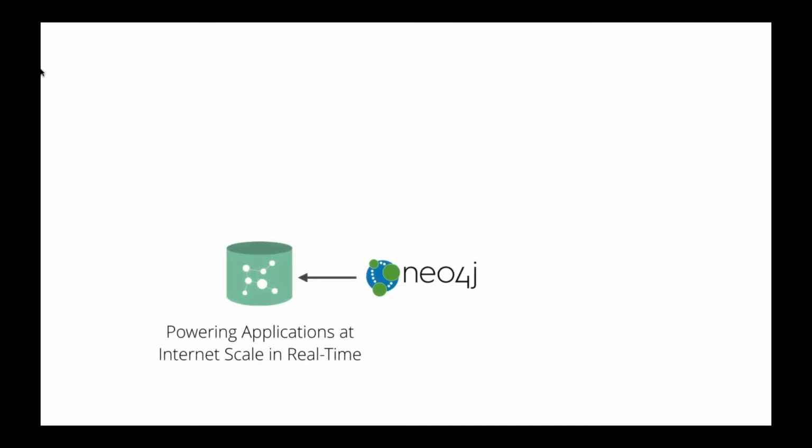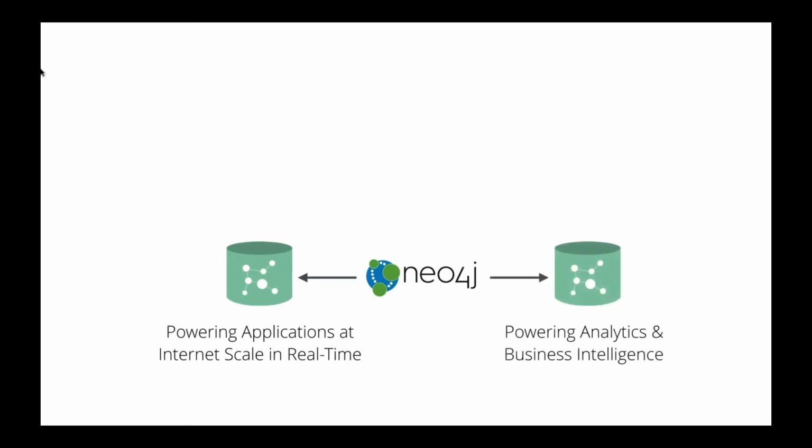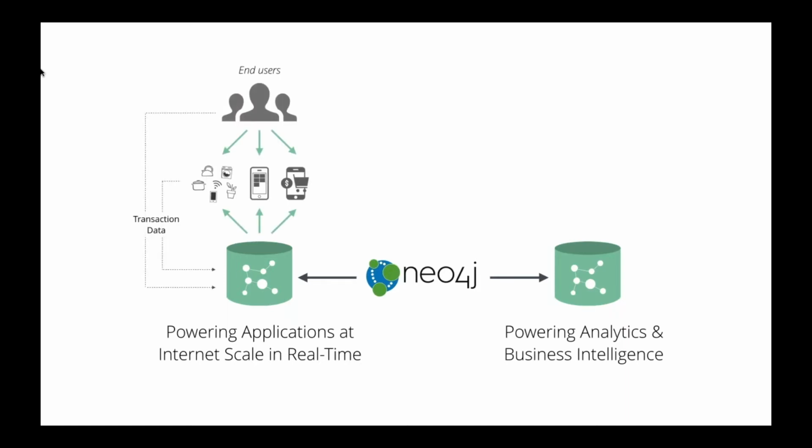So where would you use this? We use it in two particular areas. One is to power applications that are operating at internet scale in real time. The other is powering analytics and BI activities, knowledge graph activities, by laying out a graph or a topology that can be used by data scientists, by analysts and whatnot. So the real-time applications are operating and typically serving users.